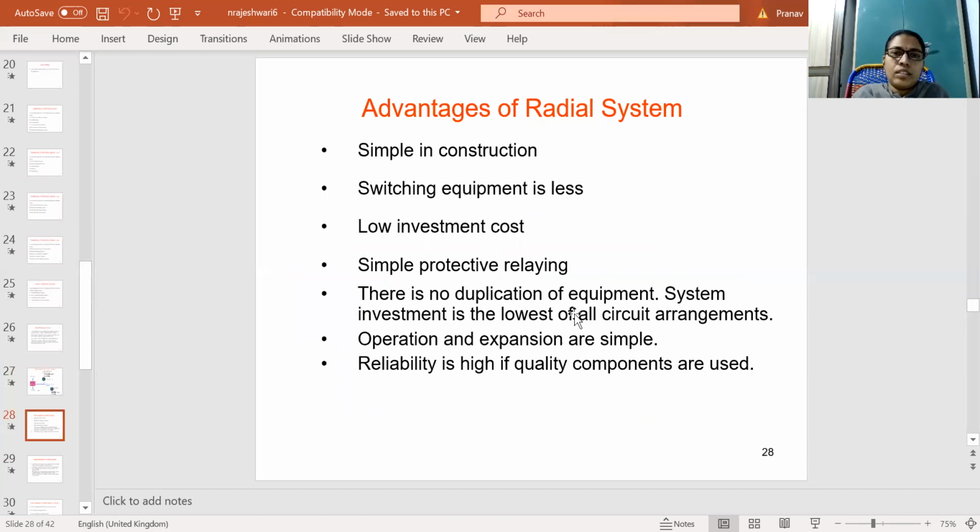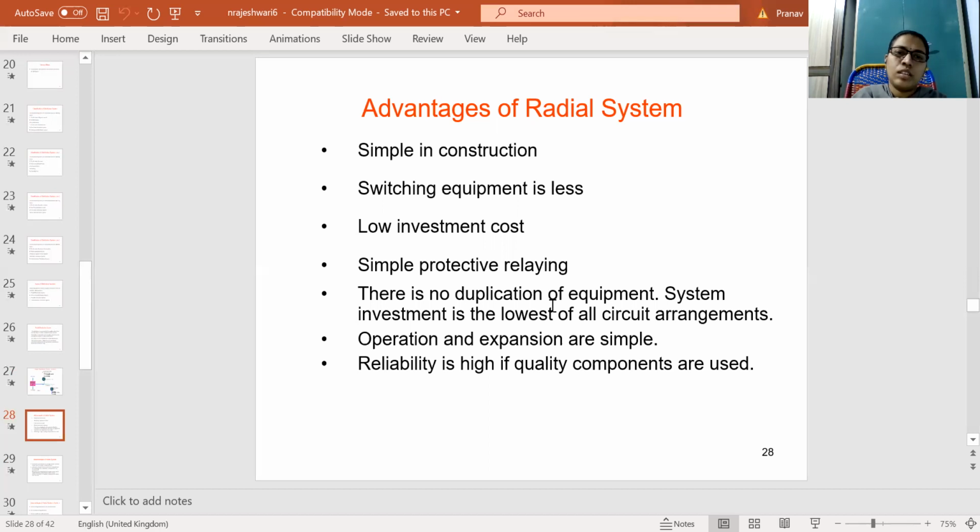Coming to the advantages of radial systems: simple in construction, and switching equipment is less, so low investment cost. Simple protective relaying is required, and there is no duplication of equipment. The system investment is lowest of all the circuit arrangements. Operation and expansion are simple, and reliability is high if quality components are used in this radial system.